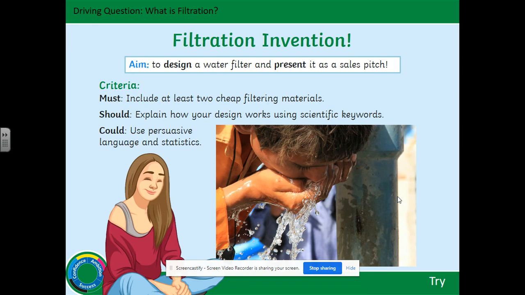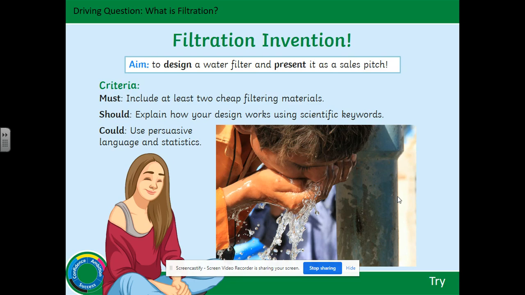Now, things you must include. Now, this is very optional for you to do, but if you want to have a little fun with this, you can do it. So, you're going to create an invention that purifies water. You can draw it however you want to. This is your invention. Draw it, color it, label it, give it its name, make it catchy, make it something that your friends would want to buy to purify their water. The criteria must include at least two cheap filtering materials. So you need two materials that are very cheap that can be used for filtering.